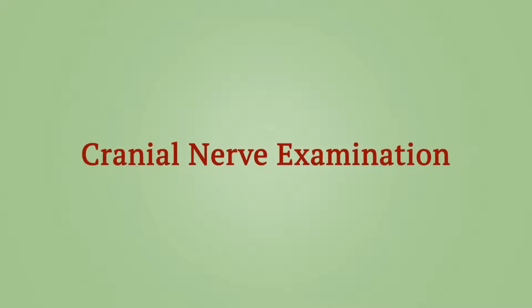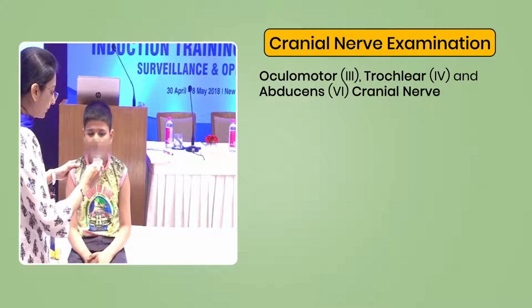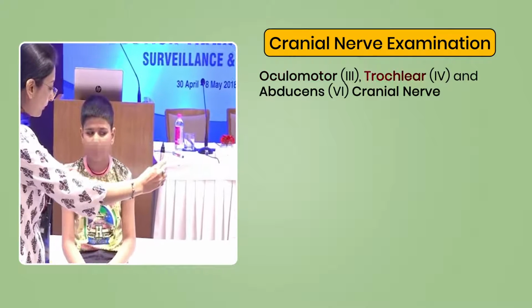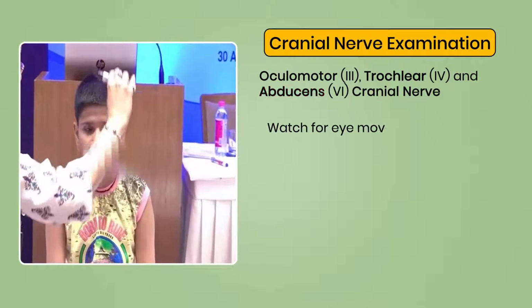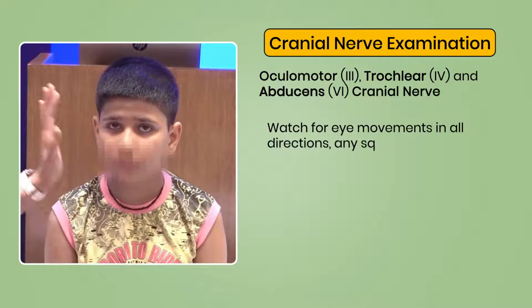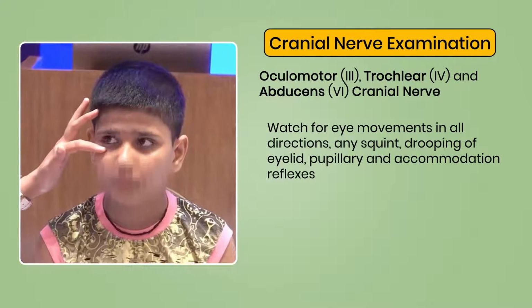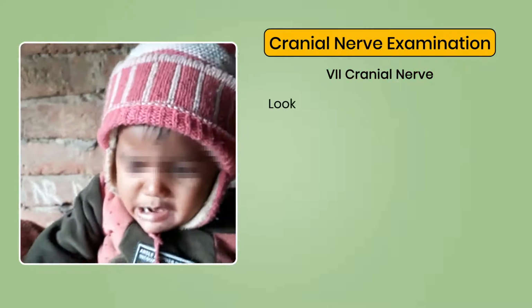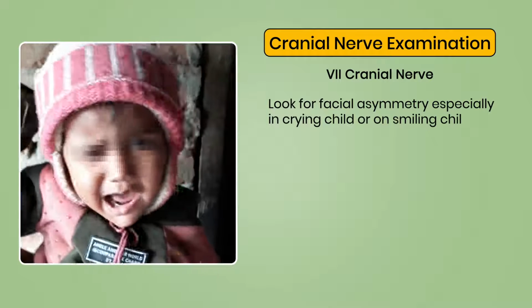Cranial nerve examination. 3rd, 4th and 6th cranial nerves, that is, oculomotor nerve, trochlear nerve, and abducens nerve. Watch for eye movements in all the directions, any squint, drooping of eyelid, pupillary, and accommodation reflexes. 7th cranial nerve. Look for facial asymmetry, especially in crying child or on smiling child.